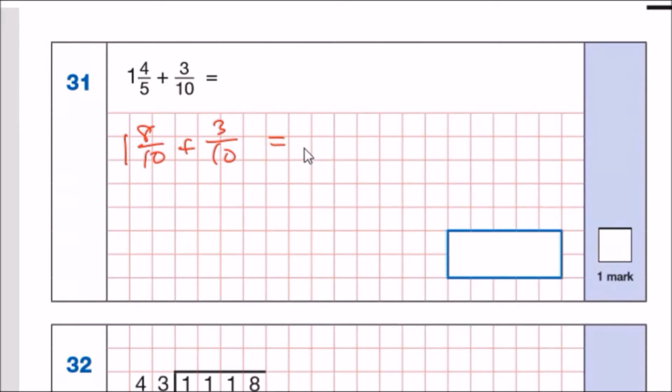So adding the whole numbers separately, so you got 1, and then you got 8 tenths plus 3 tenths, which is 11 tenths. And now the idea is to see how many tens go into 11. Well, it goes once, and you already got 1 here, so it'll be 2 now, and remainder 1 tenth. So pretty simple, isn't it? So that's going to be it, 2 1/10.